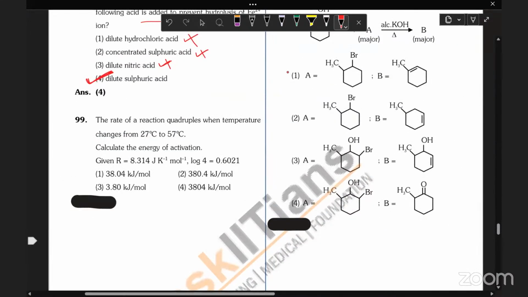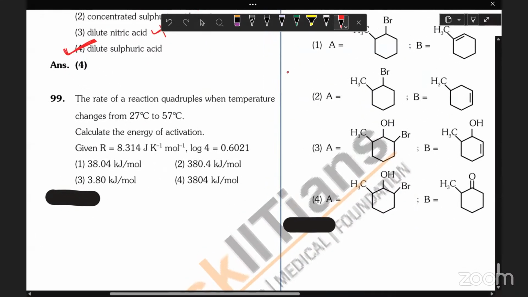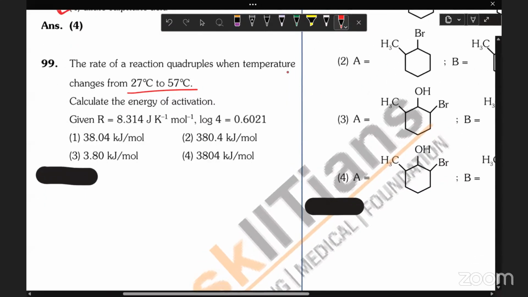Next: the rate of the reaction quadruples when the temperature changes from 27 to 57 degrees Celsius. So we are standing at 99 now. The heartbeat is high. We are about to come to the century, the 100th question. The rate of the reaction quadruples, which means the rate constant will also quadruple with the change of temperature.